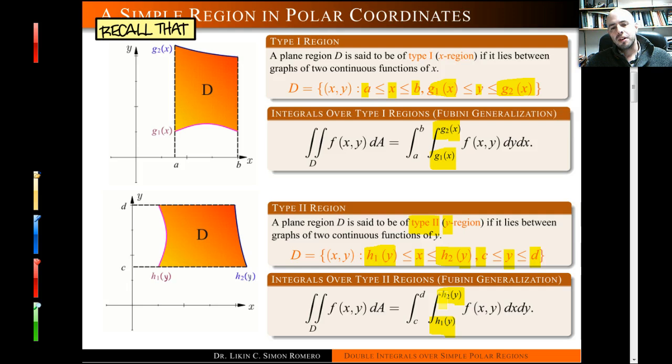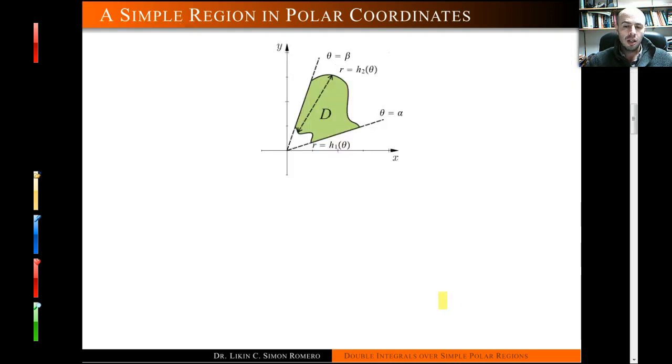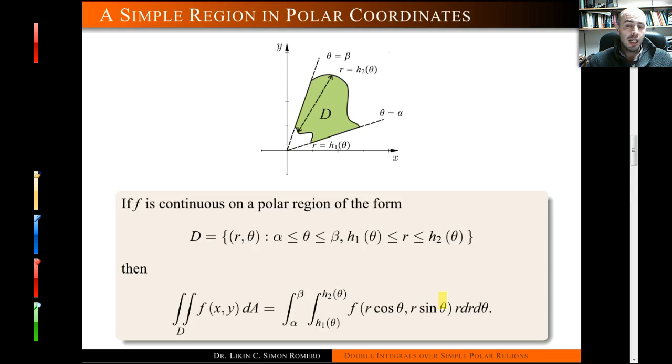So what's a simple region in polar coordinates? It's going to be more or less the same: all the points in polar coordinates such that the angle is between two constant angles and the radius moves between two functions that depend on the angle. You can also have it the other way around, but we're not going to use them in class, so I'm just going to keep this one.